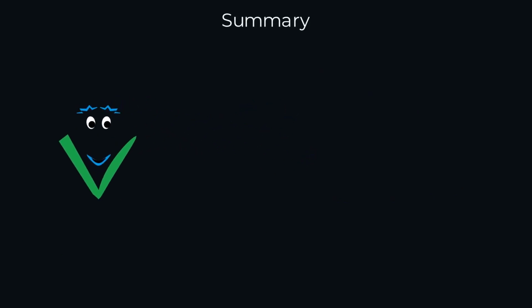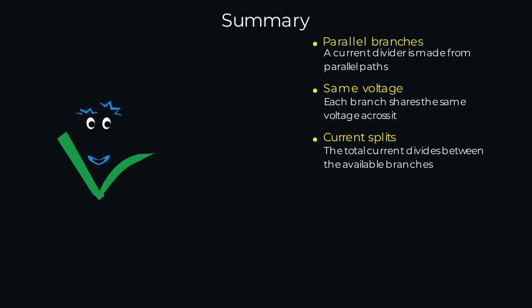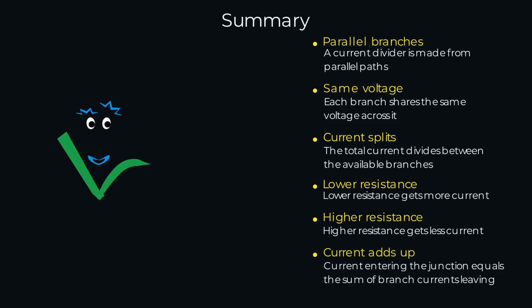So, to summarize, a current divider is made from parallel branches. The voltage across each branch is the same. The current splits between the branches. Lower resistance gets more current. Higher resistance gets less current. And the total current entering the junction must equal the sum of the branch currents leaving the junction.